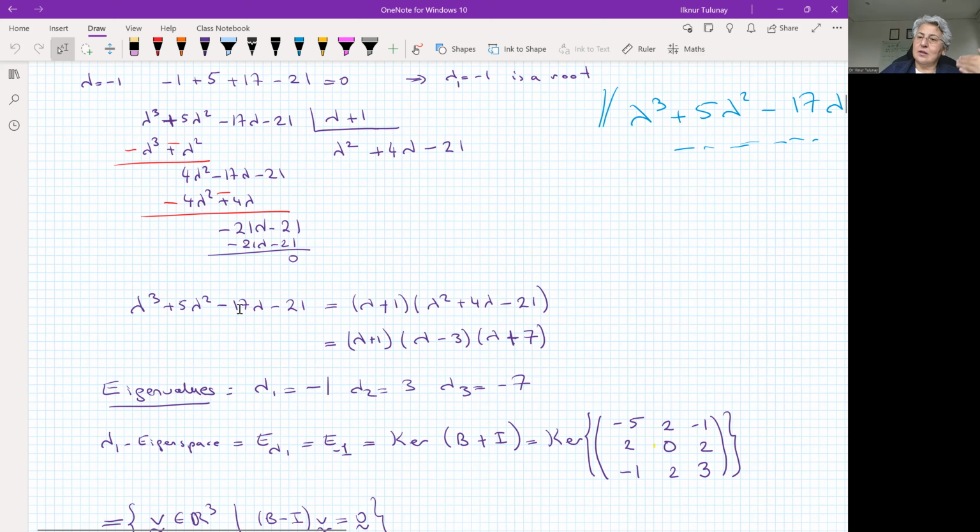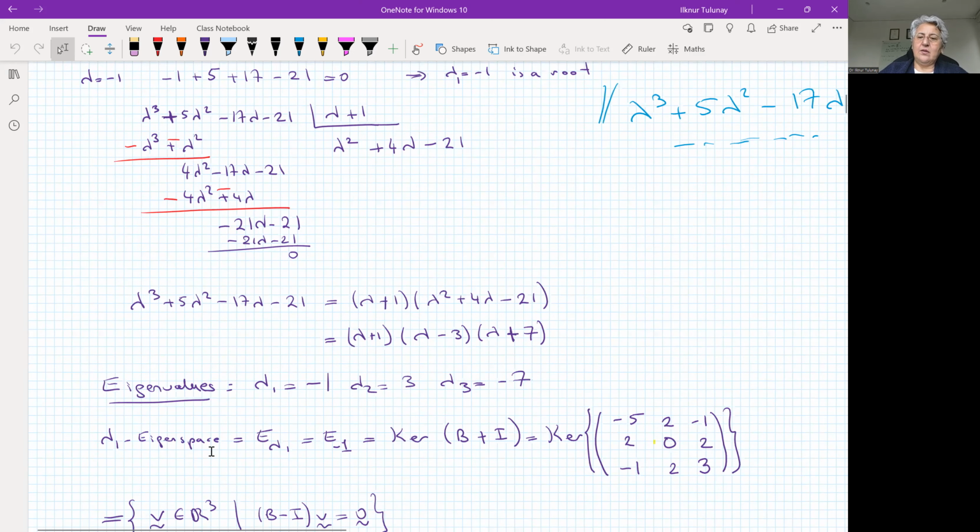This gives us immediately the solutions of this polynomial, which are the roots of this polynomial. So lambda is equal to -1, and from this linear factor, we have 3. From this linear factor, we have -7. -1, 3, and -7 are eigenvalues. So we found eigenvalues. Now the next task is to calculate the eigenspaces for each eigenvalue.